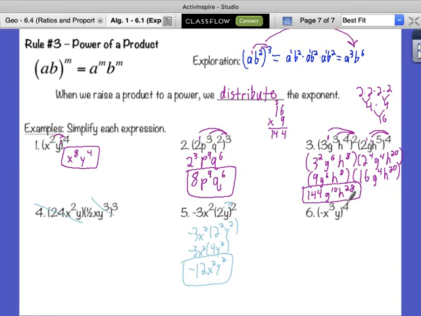So on this one, you have to be really careful with this negative. Remember we have to be really careful with this negative. We're going to think of it as a negative 1 there. And what power is this negative 1 being raised to? What power is y being raised to? First. Now what can we do with this exponent of 4?